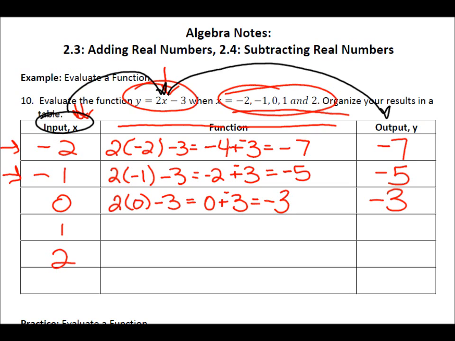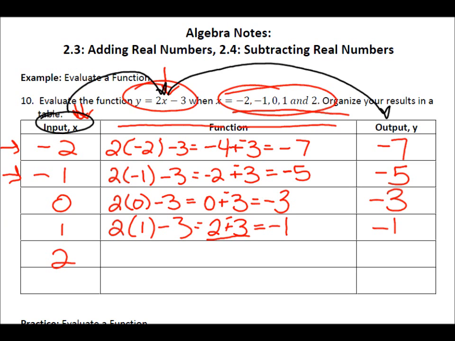Okay, our next one, we're going to plug in 1. So I'm going to put in 1. So 2 times 1 minus 3. 2 times 1 is 2 minus 3. We're again going to add the opposite. Here now we have different signs. So with different signs, we're going to subtract. 3 minus 2 is 1. We keep the sign of the larger number, which is 3. So my answer is -1. When I plug in 1, I get out -1.